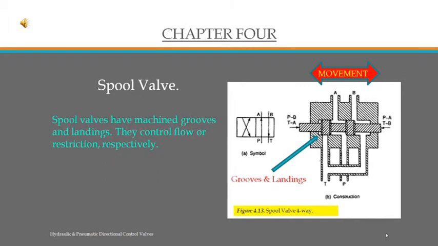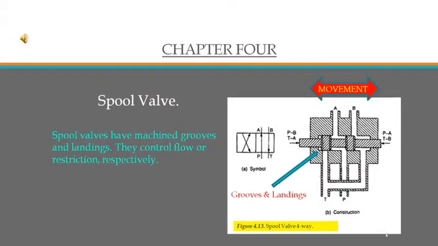Spool valve. Spool valves are a ported casting containing a spool of round stock that has an inner and outer diameter known as grooves and landings. As the spool is moved through the casting, these grooves and landings either restrict or allow for pressure movement.